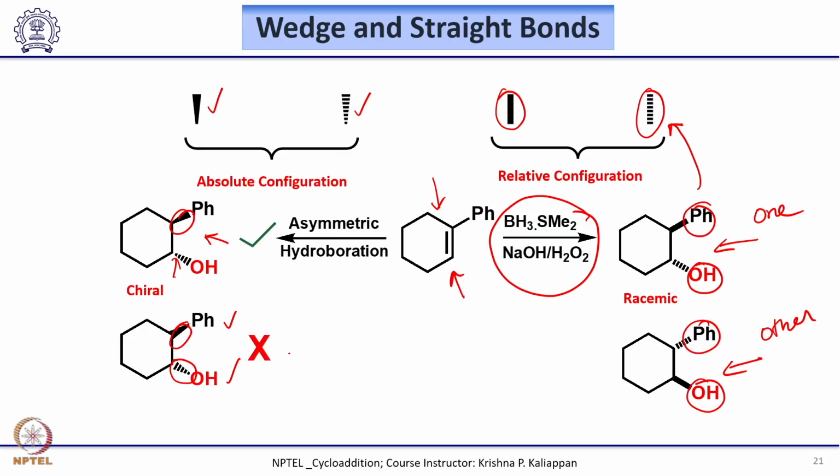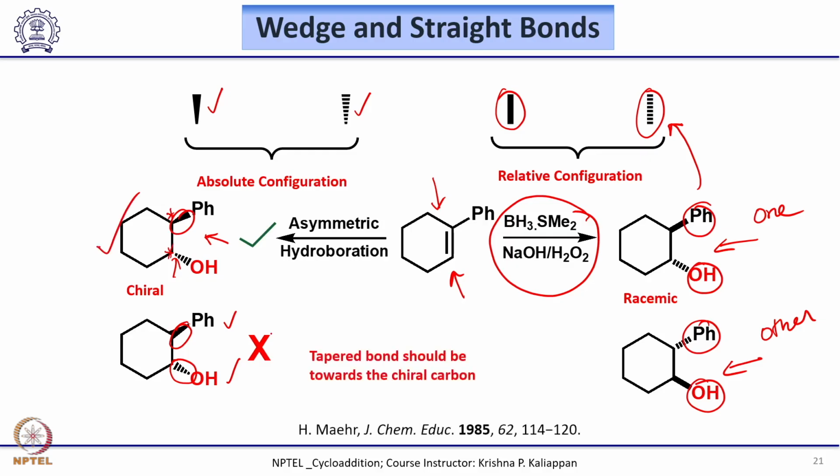Why? The tapering should be towards the chiral center. If you look at this, this is the chiral center, this is the chiral center. So the tapering should be towards that chiral center. That is why this is the correct structure and not this one. If you want to know more about this, please go through this article in the Journal of Chemical Education, which discusses such wedge and straight bonds, where to use and how to use them in detail.